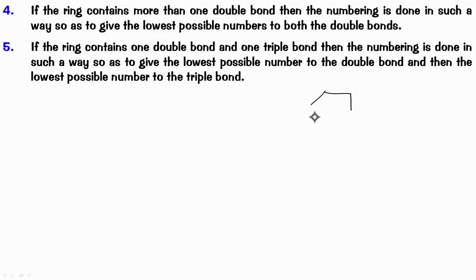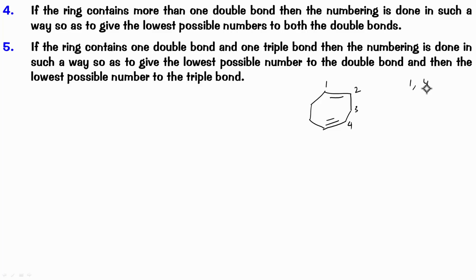Of course, I would need a bigger ring because smaller rings do not support a triple bond. But just for the sake of example, let me give you a situation like this: a triple bond here and a double bond here. How do I number this? Well, the double bond should get 1. The other doubly bonded carbon is 2, then 3, 4. So I get 1 and 4.